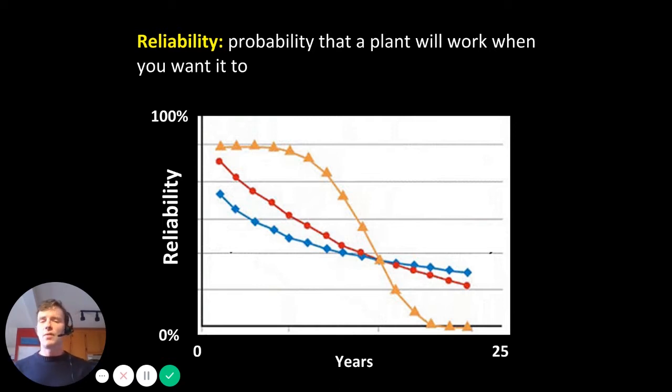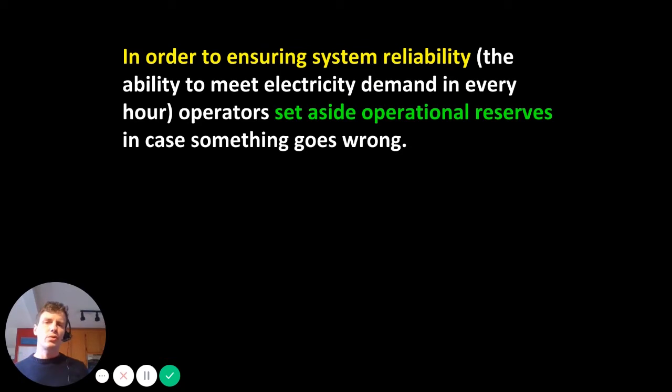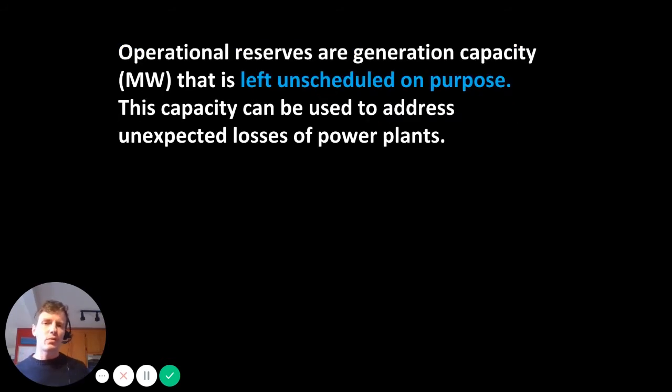And so this is sort of a fact of life in the electric power industry. Sometimes power plants don't work. So in order to ensure system reliability, which we're defining here as the ability to meet electricity demand in every hour, operators typically will set aside some operational reserves in case something goes wrong. And so operational reserves are generation capacity that's left unscheduled on purpose. And this capacity can then be used to address unexpected losses of power plants.